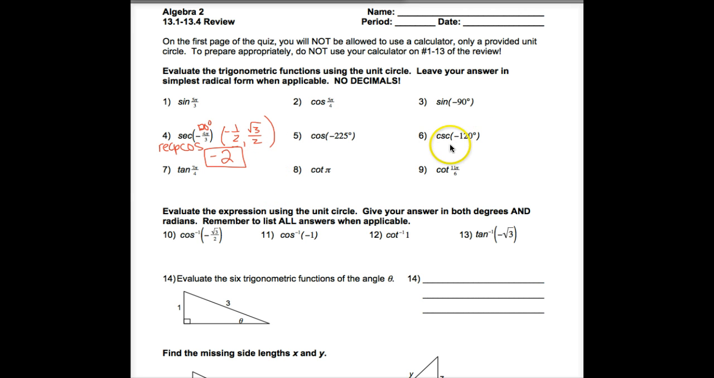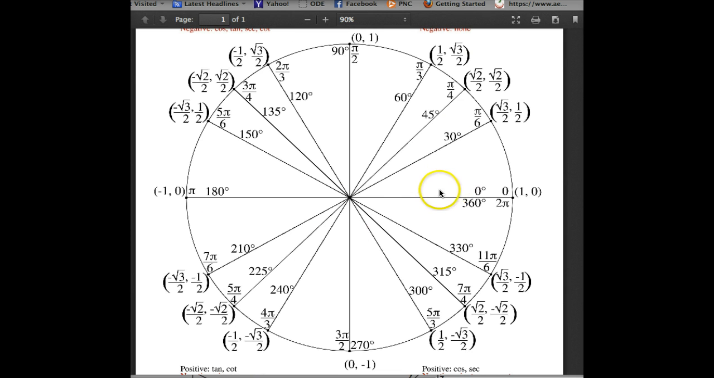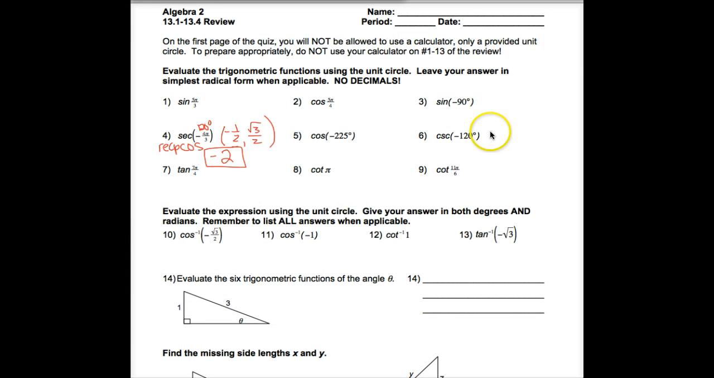Now let's look at 6, cosecant of negative 120. Again, taking a look over here, negative 120 would be right here, at positive 240, because this is negative 90, and 30 more is negative 120. So its ordered pair is negative 1/2, negative radical 3 over 2, because negative 120 is the same as positive 240.